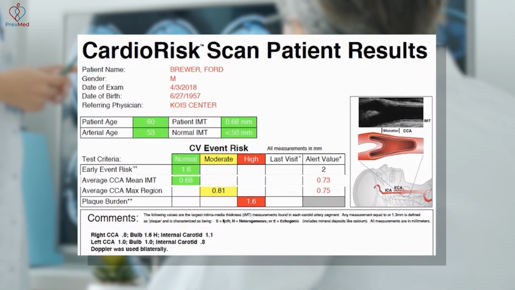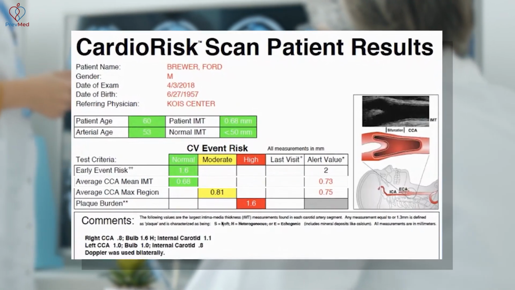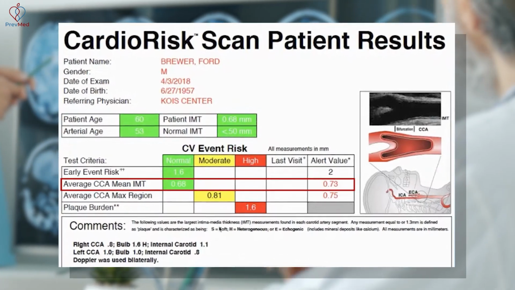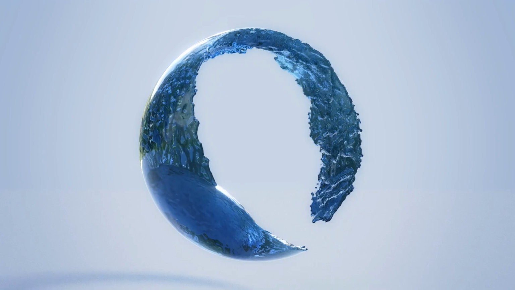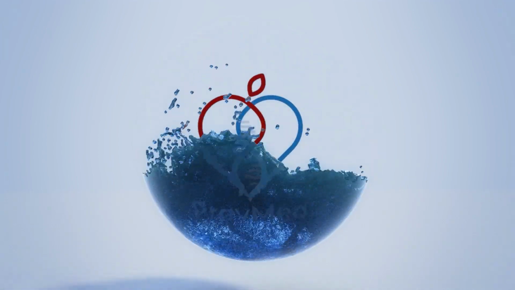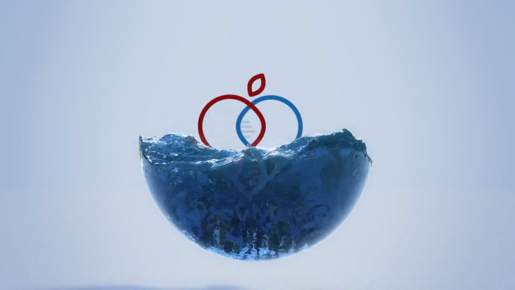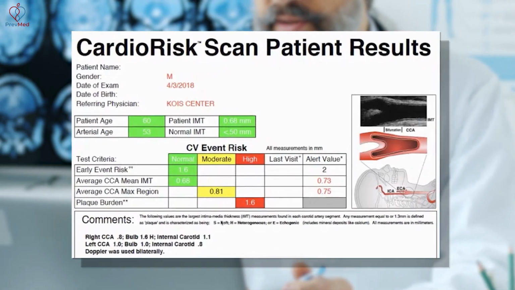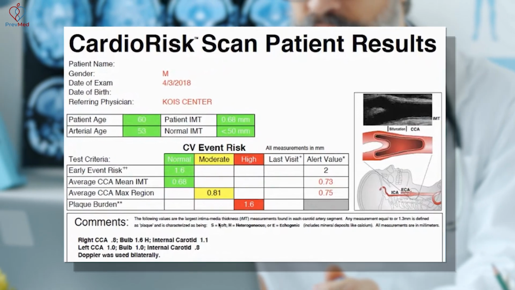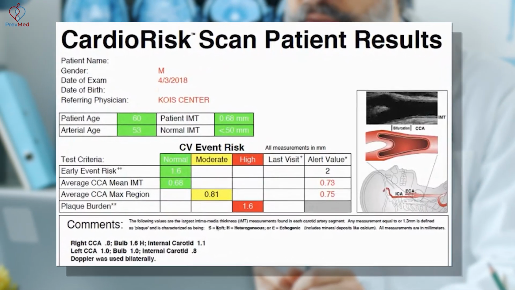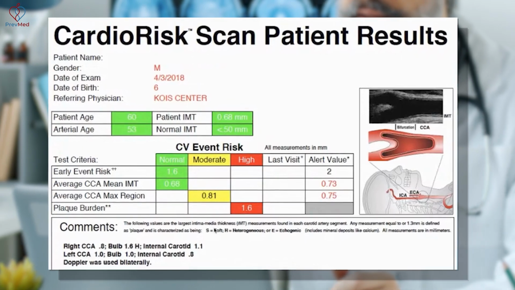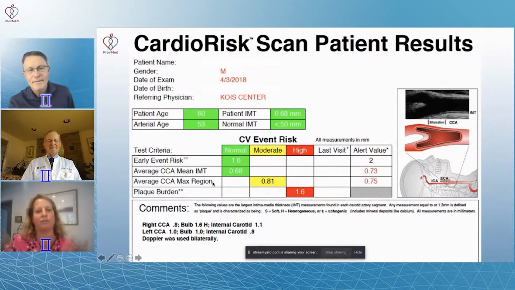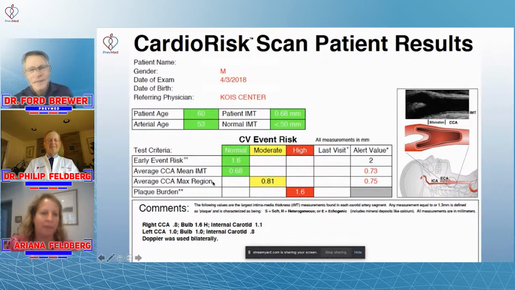The average CCA mean IMT, remember I was telling you that they do over 600 points of measurements? Average of those 600 points of measurements, the average CCA mean IMT. Then what they do is they take the biggest of the big. So wherever the IMT measurement is the largest, they will then take the max region. So that average CCA max region is the largest of whatever plaque or inflammation you have. That's the biggest bump. That's what that number means.